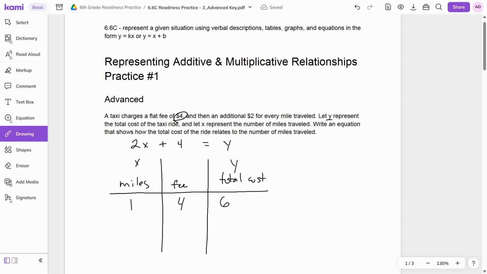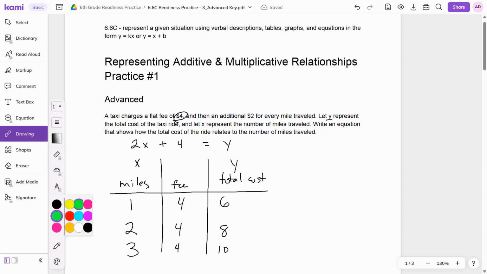In this case, it's going to be 6. So if I have 2 miles, it's going to be 2 times 2, that's 4, plus that flat fee, that's going to give me 8. So 3 miles is going to be 3 times 2 is 6, plus that extra 4 gets me 10. So that's our pattern.